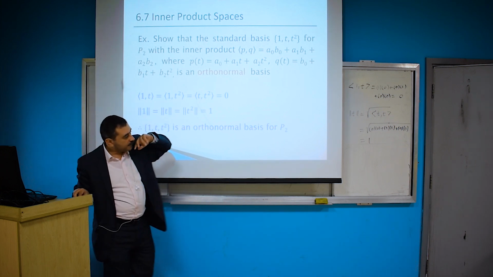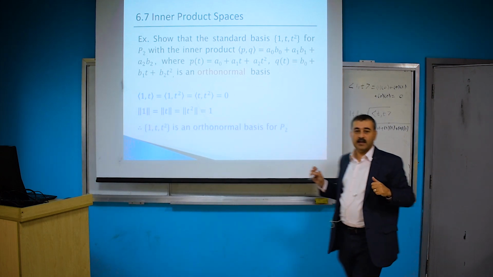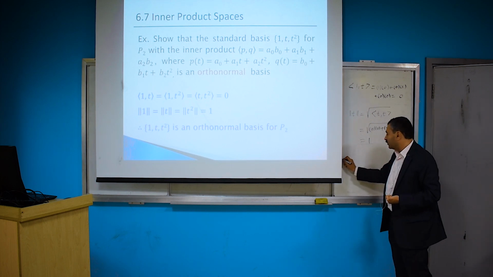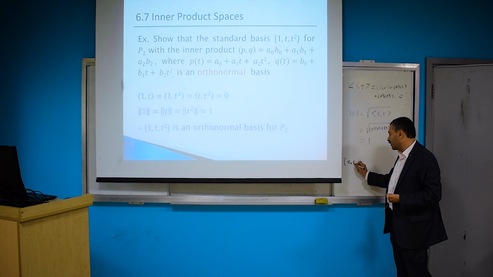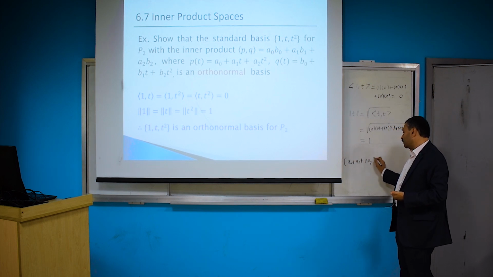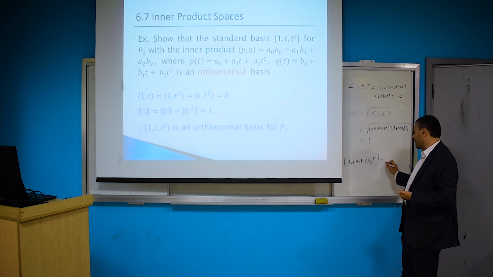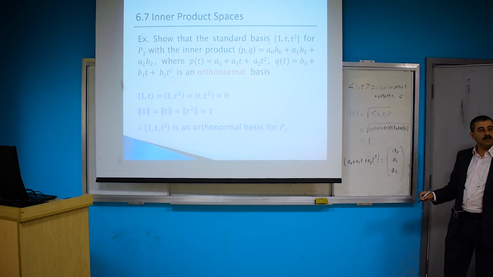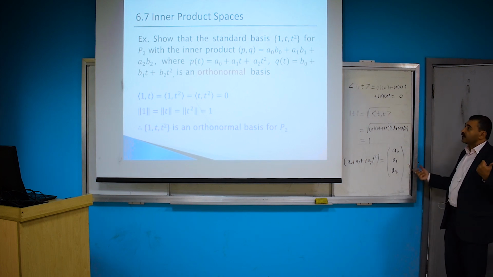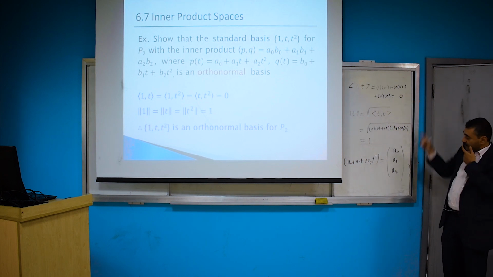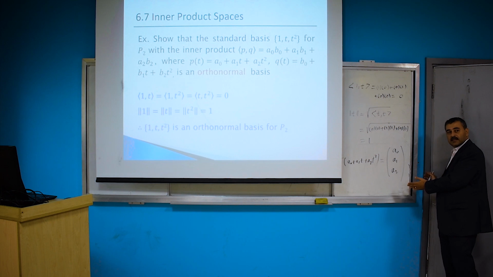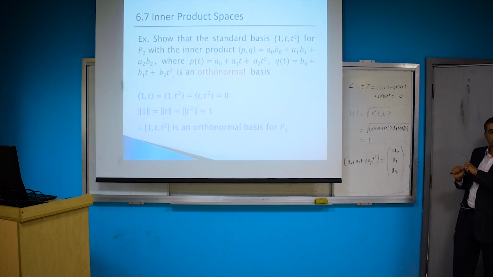If you get back to the isomorphism, actually you can do an isomorphism with R3. So if you have a polynomial A0 plus A1t plus A2t square, using the isomorphism you can write it this way: A0, A1, A2. And the same for the second polynomial. And the inner product here is the dot product in R3. So it is equivalent to the dot product in the isomorphic space R3.